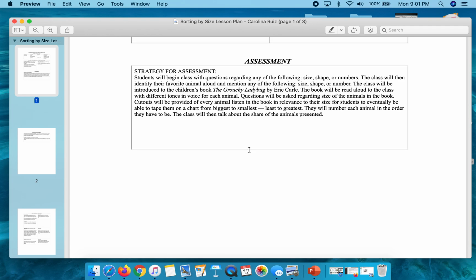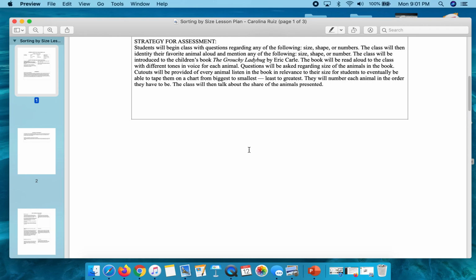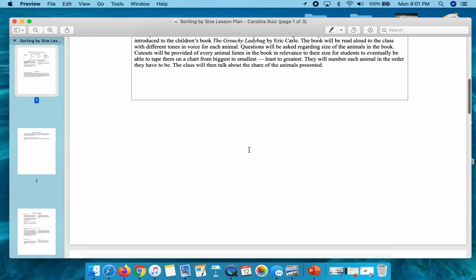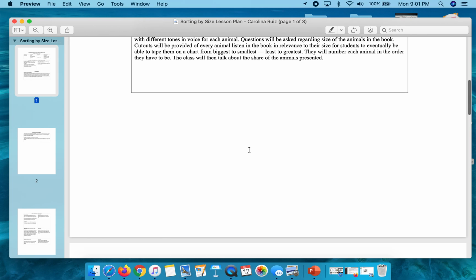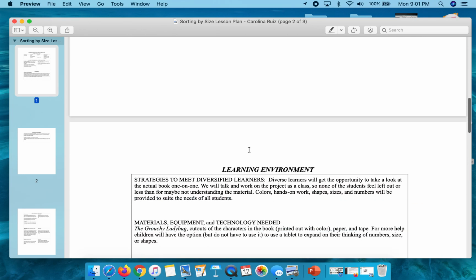They will number each animal in the order they have to be in. The class will then talk about and share the animals presented.